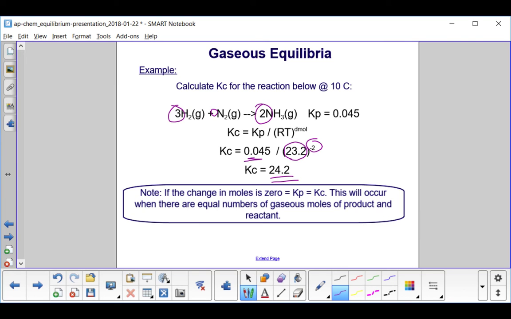Now, if the change in the number of moles is 0, then I'd have this RT to the power of 0, which is 1. And Kc will then equal Kp. So when there are equal numbers of moles of products as there are reactants, Kc will equal Kp.